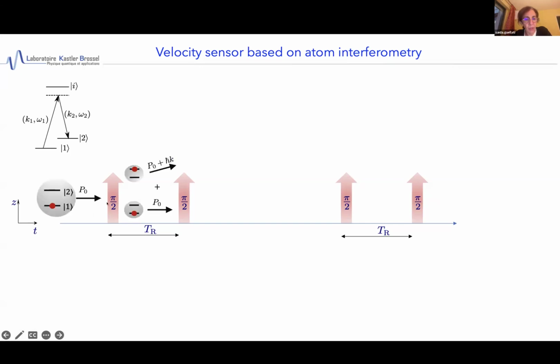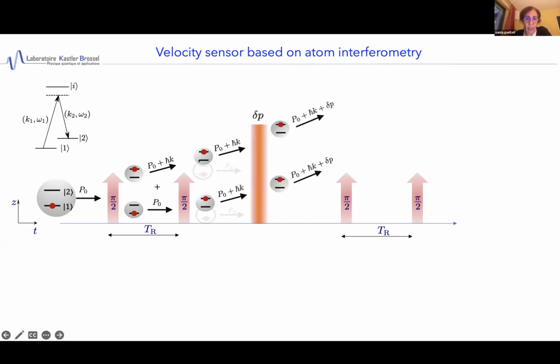And the first π/2 acts as a beam splitter and creates a coherent superposition between these two states. Then the second one puts the atoms in the same internal state. In the middle, we switch on our optical lattice to perform Bloch oscillations to transfer to the atom a large number of photon momenta, which induces a delta P variation.